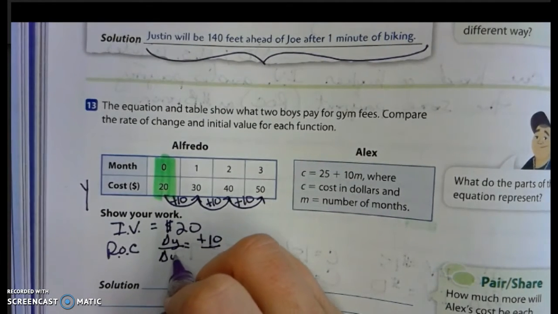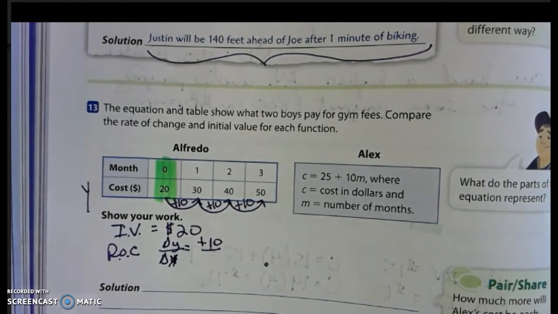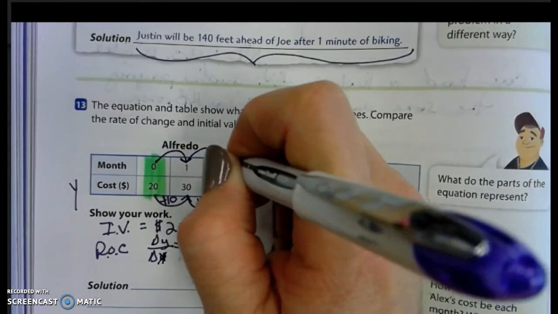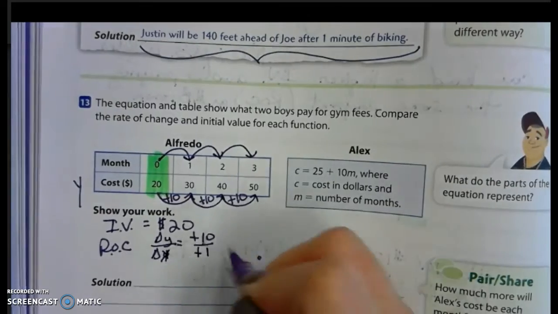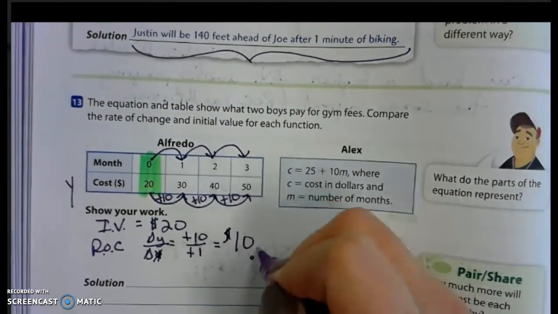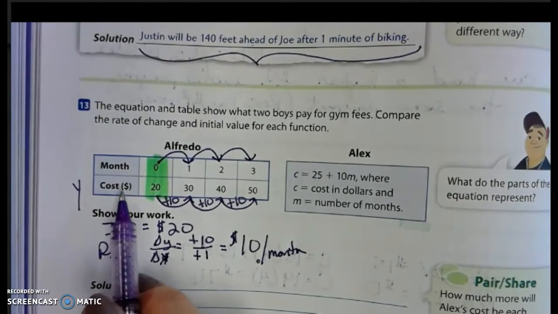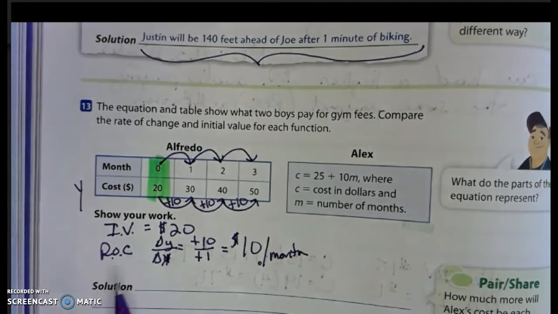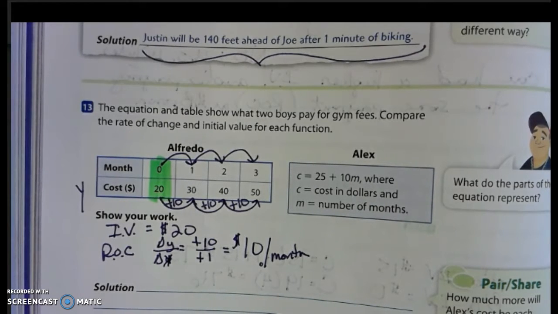We also need to know our delta x because it has to be the same every time to write an equation. So on our x's, from 0 to 1 is plus 1, to 2 is plus 1, to 3 is plus 1. So our delta x would be plus 1. Giving us a rate of change of $10 per month. Okay, we have the dollars on top and the months on bottom. That's dollars per month. So Alfredo is paying $20 up front and $10 per month for his gym fee.